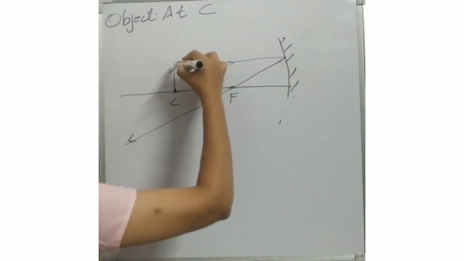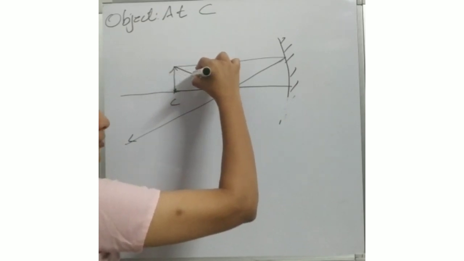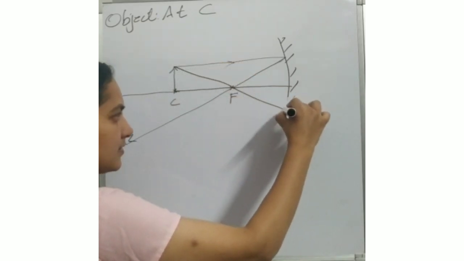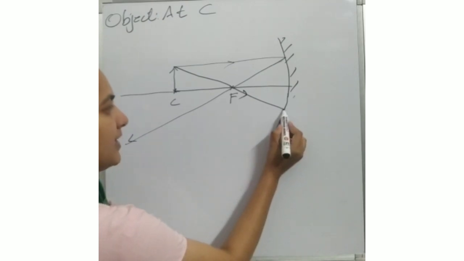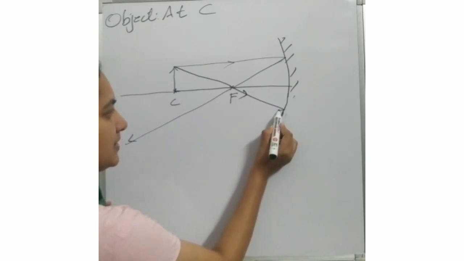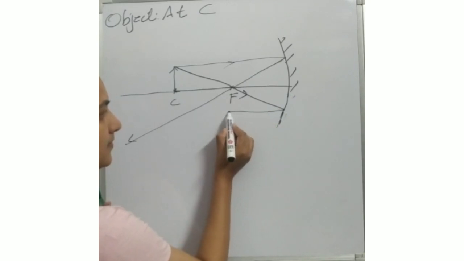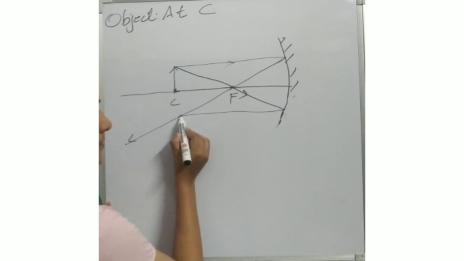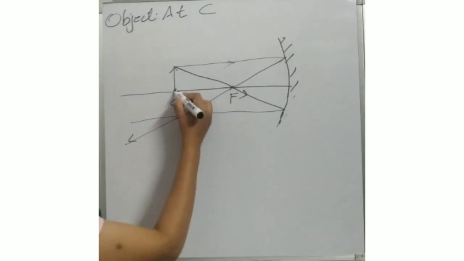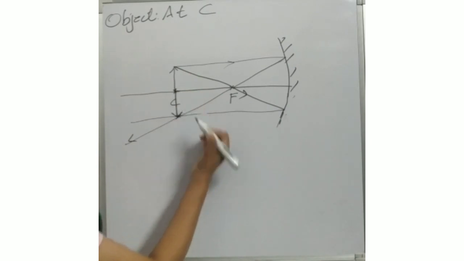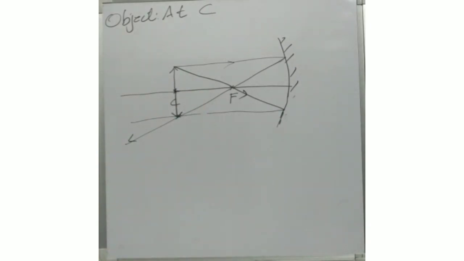Okay. Now, if it comes through focus, it will reflect parallel to the principal axis. So here we got the common point, which means this will be the image formed here. This we have to draw very carefully to get the correct result.